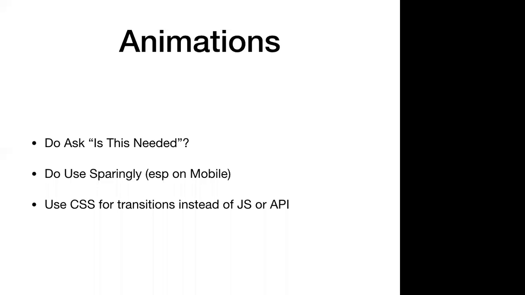And so you ask, is this needed? Do use it sparingly, especially on mobile, as we've already mentioned. Mobile phones don't have GPUs. Well, they do, but they're not as powerful. They don't have the bandwidth to take massive amounts of data. They can't process that stuff. So be careful. If in doubt, disable it. And if you don't disable it, use CSS for transitions, because it's a lot more performant than iterating through properties using JavaScript or an API.